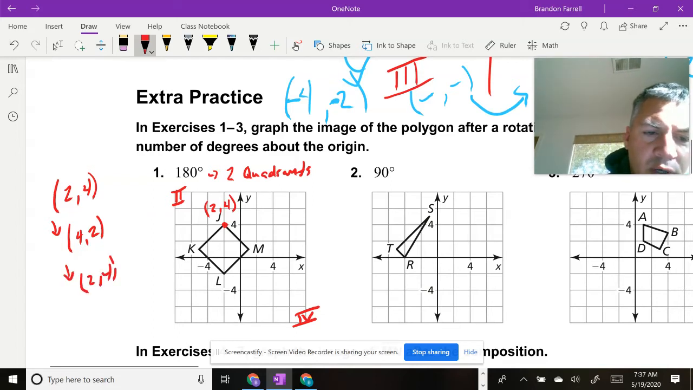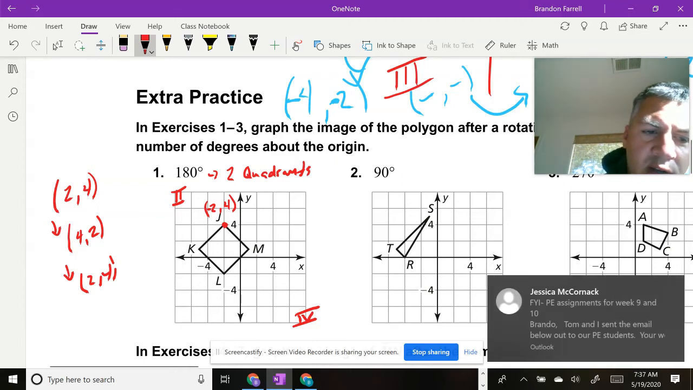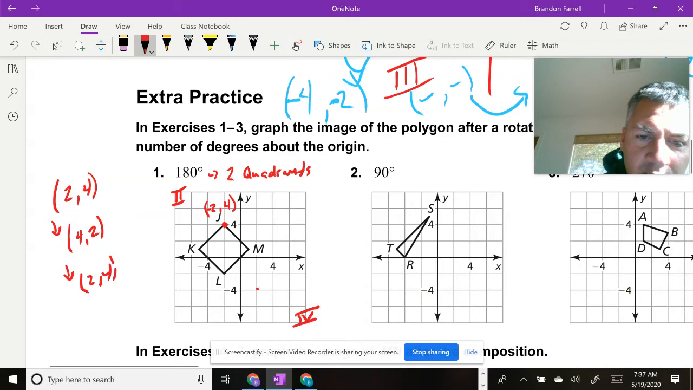And now because we're in quadrant 4, actually this is -2, by the way, right? So we are going to then be in a plus minus situation. So that J prime is going to be 2, -4 because we're in the fourth quadrant. All right. So that movement created a 90-degree movement.